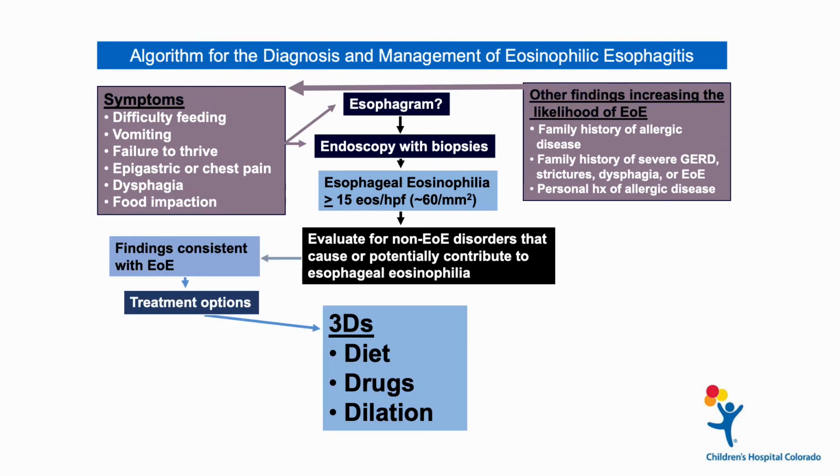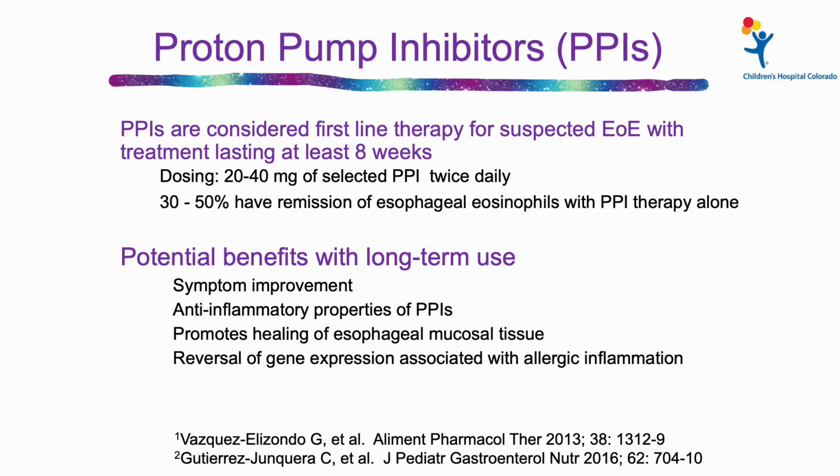However, if they do have findings consistent with eosinophilic esophagitis, then we consider one of the 3 Ds: diet, drugs, or dilation. The most common first used drug is a proton pump inhibitor. It works in about 30 to 50% of patients, and they're given 20 to 40 milligrams of a selected PPI twice daily, depending upon age and size.